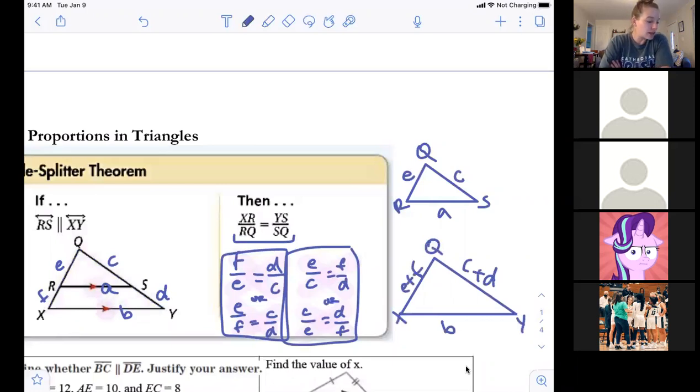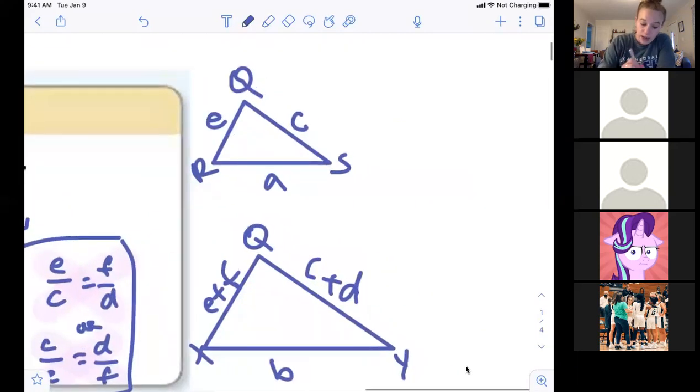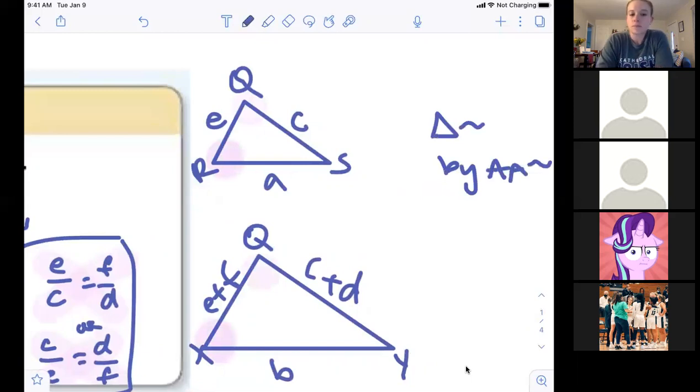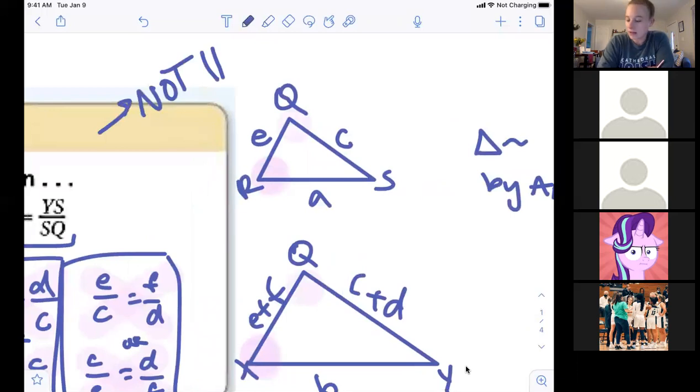The reason I'm bringing this up is because these 2 shapes are similar. They both have Q that they share as an angle. And because a and b are parallel, then angles R and X are congruent. And then also S and Y, I don't have to label those. But these triangles are similar by AA similarity. You cannot do side splitter with your parallel sides or parallel lines.